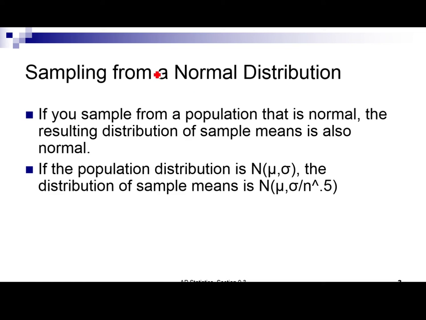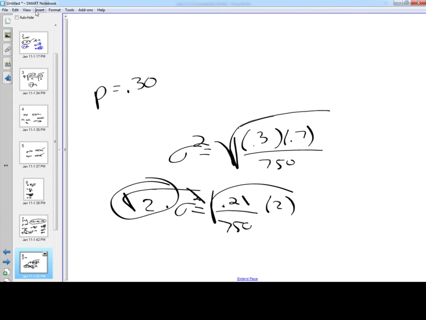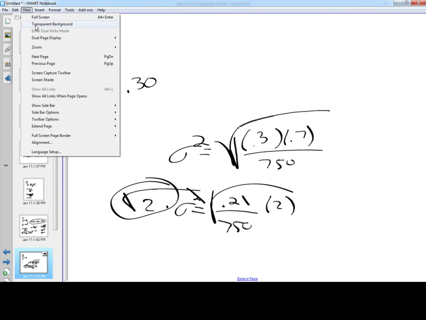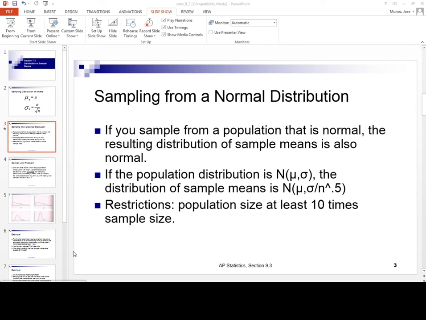Sorry guys, I'm going to have to put the smart view transparency on, so you can see and I can write, and it will be beautiful.